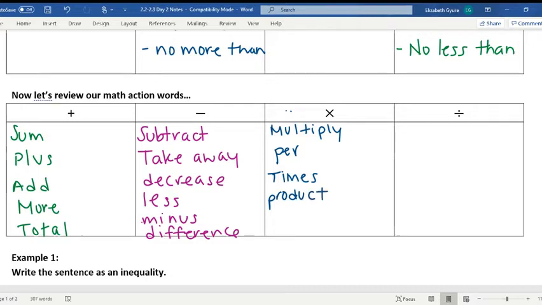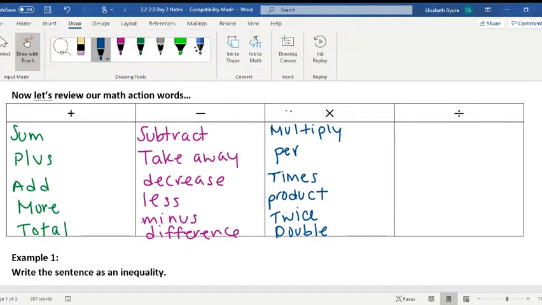What if I said, is there a fancy way to say times 2? That would be times itself. Twice. What if I said twice? Doesn't that technically mean times 2? Or what if I said double? Doesn't that also mean times 2? And you could do that with other things like triple, quadruple, right? Things like that. Good. And then what about this last one?